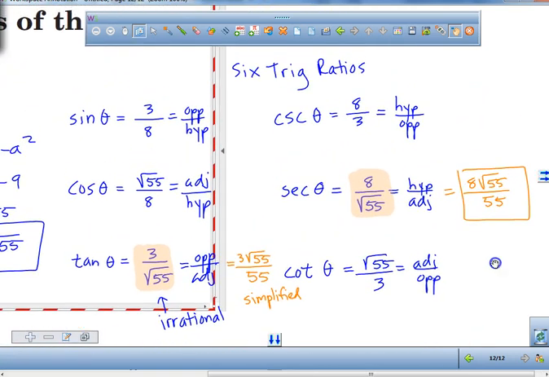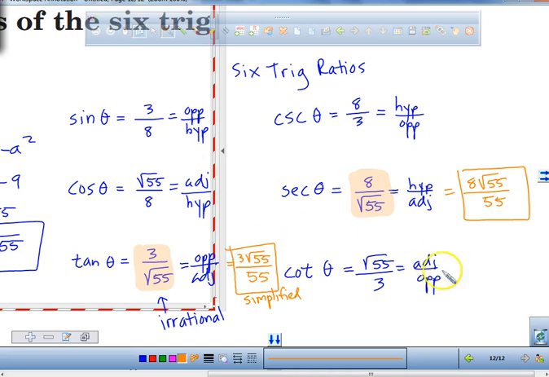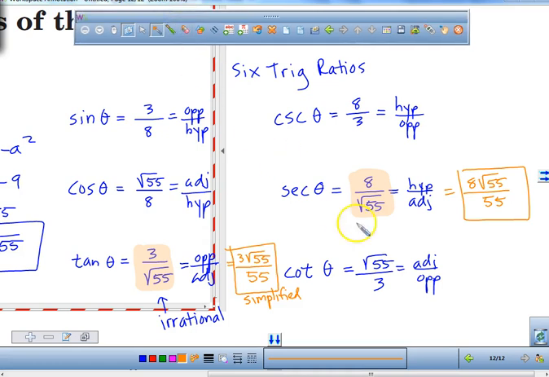So your final answers are 3/8, square root of 55 over 8, 3 radical 55 over 55, 8/3, 8 radical 55 over 55, and the square root of 55 over 3. Those are your final answers for the 6 trig ratios for problem 1. Those are the exact same processes you would do for all right triangles. Okay?